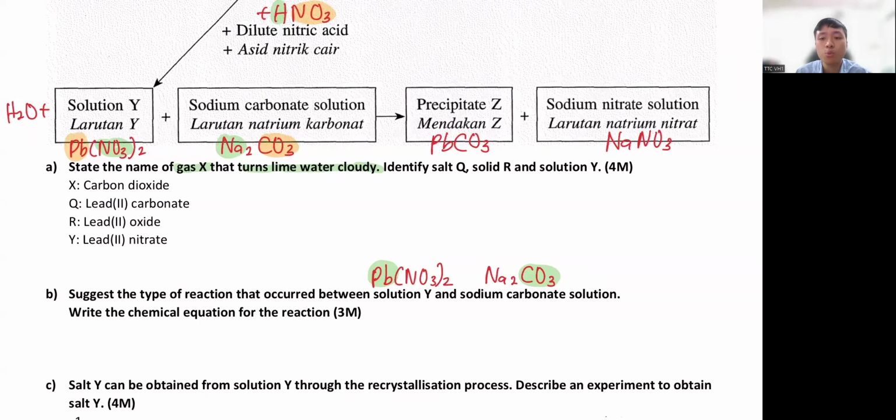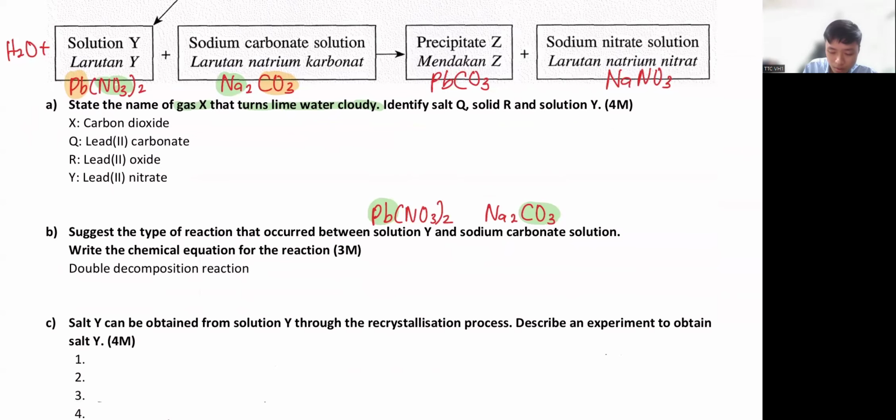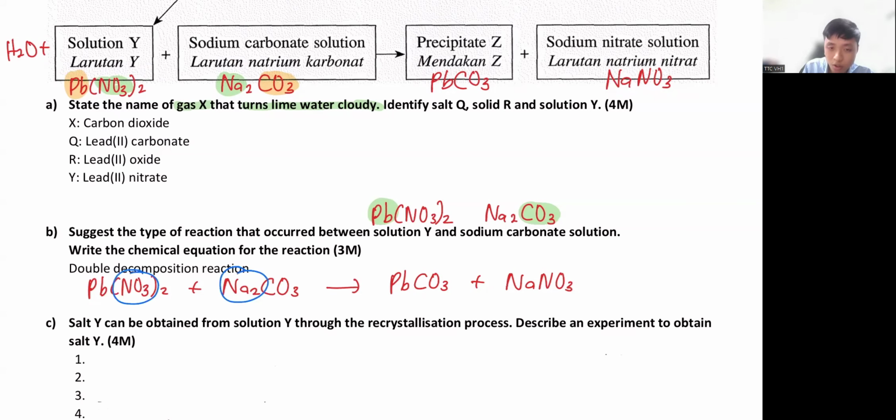What is the name of the reaction to prepare an insoluble salt? Let's see who can remember. Okay, very good answer. So you get double decomposition reaction. This is the reaction to prepare insoluble salt. So the equation you can write: Pb(NO3)2 plus Na2CO3 becomes PbCO3 and NaNO3. Balance the equation: you got 2 Na here, nitrate you got 2, so times 2 for NaNO3.